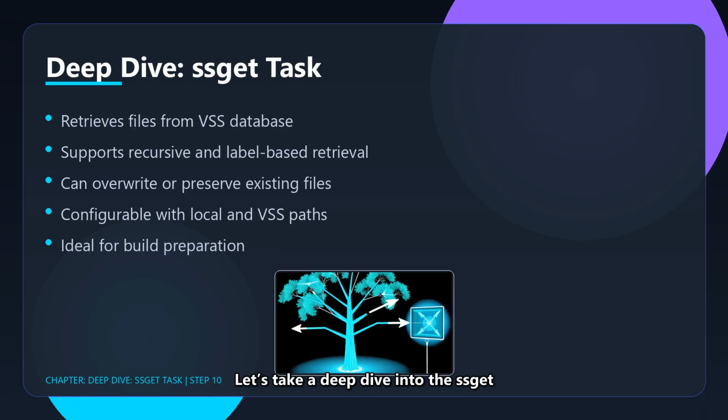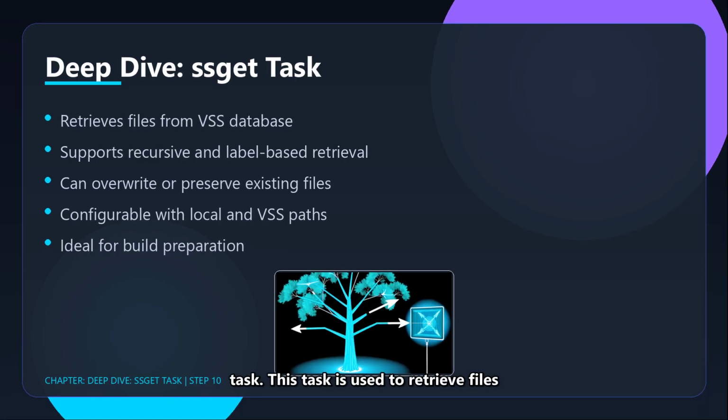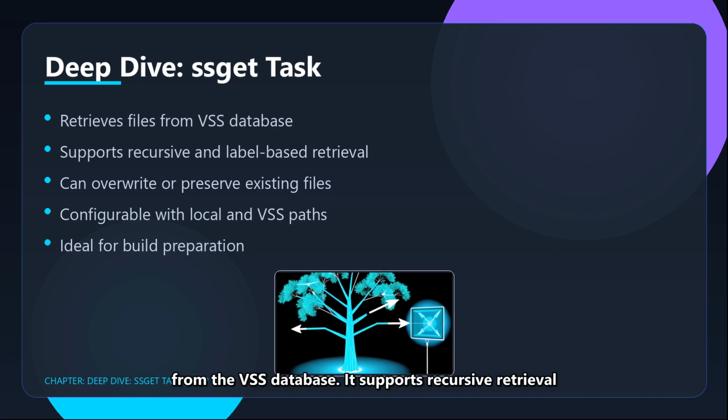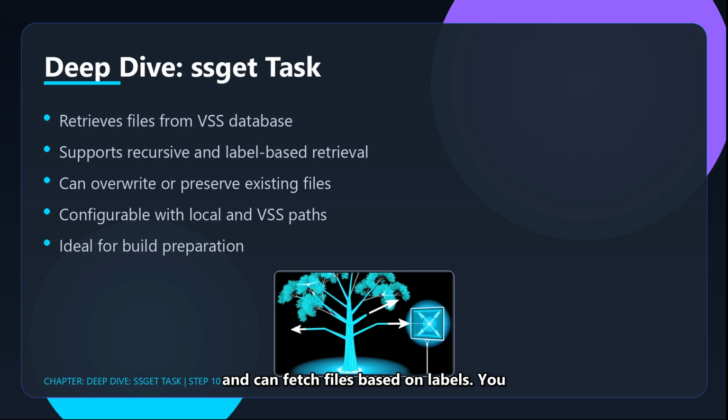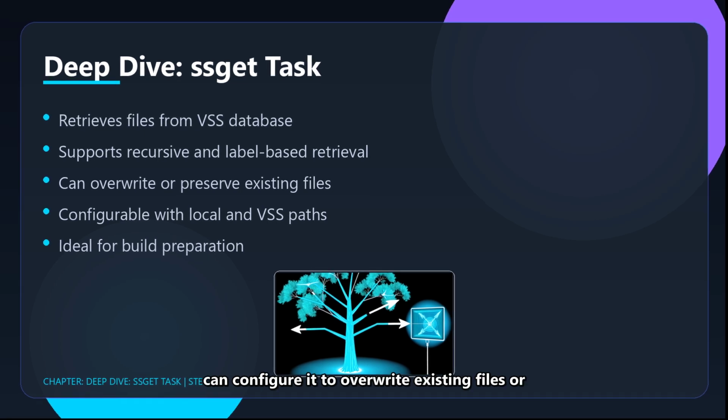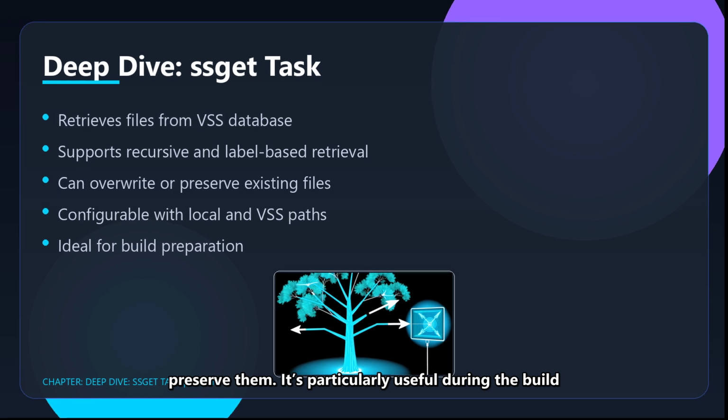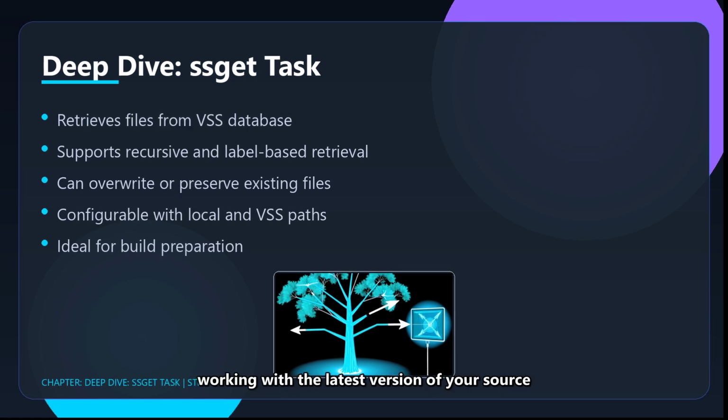Let's take a deep dive into the ssget task. This task is used to retrieve files from the VSS database. It supports recursive retrieval and can fetch files based on labels. You can configure it to overwrite existing files or preserve them. It's particularly useful during the build preparation phase when you need to ensure you're working with the latest version of your source code.